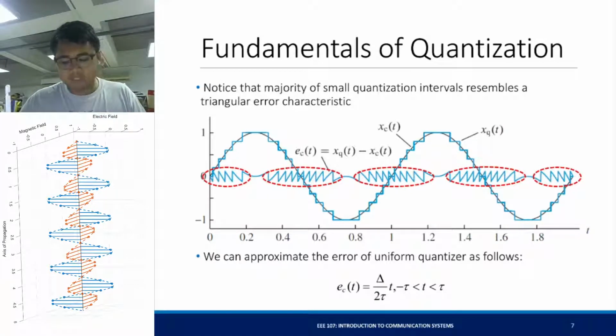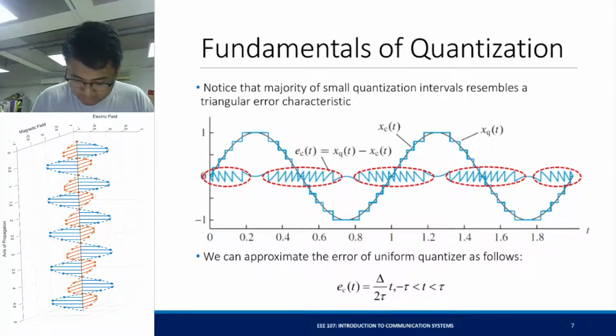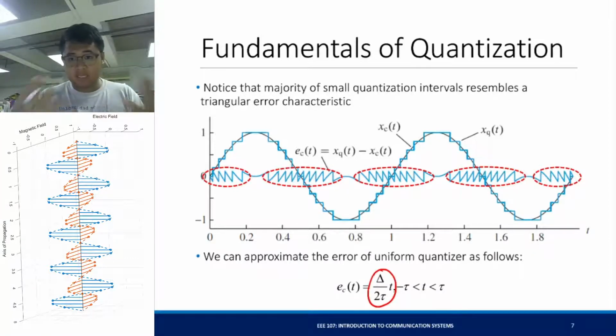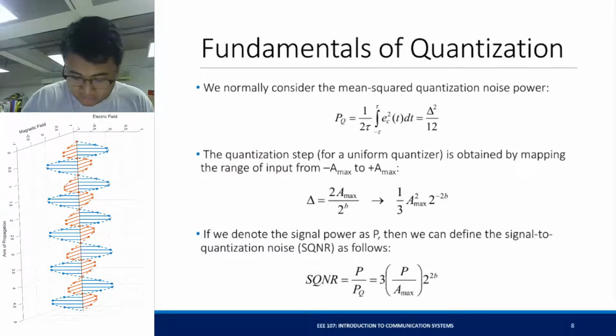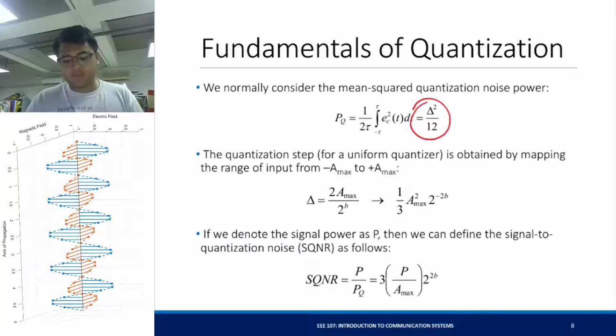Majority of a small quantization interval resembles a triangular signal, so we can model the quantization error as a triangular random process. Okay, so we can approximate the error to be a pulse of this form. Okay? And to compute for the signal to quantization noise ratio, we have to compute the power of this quantization noise.